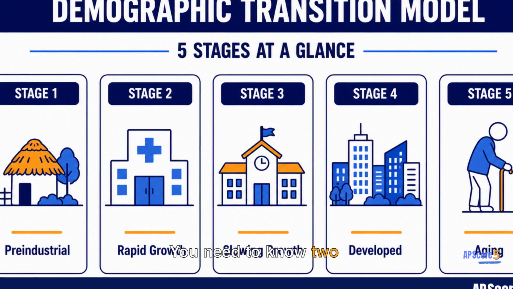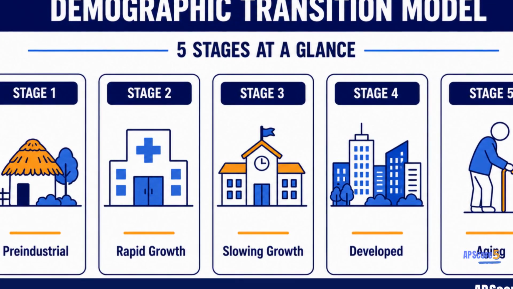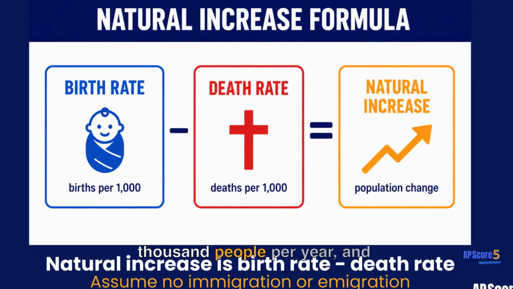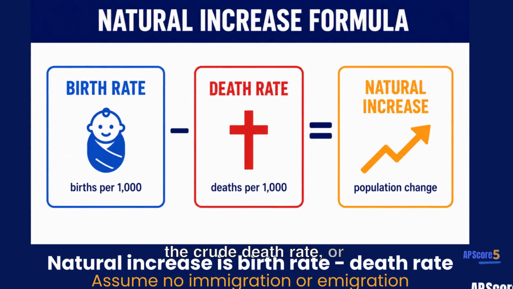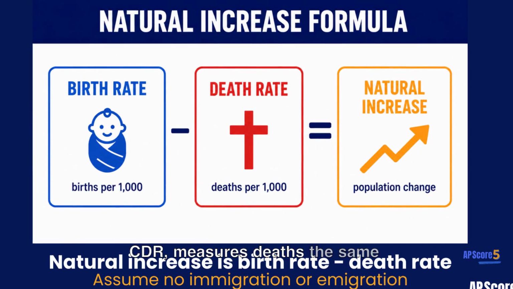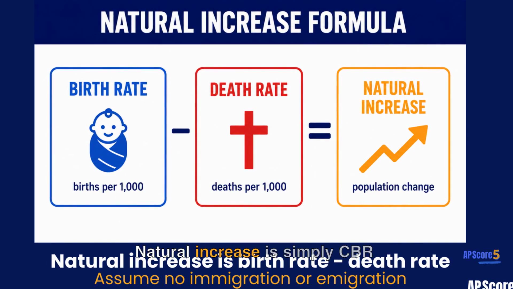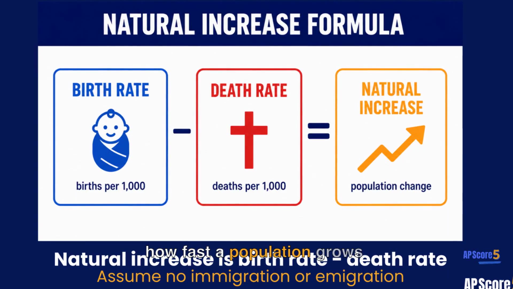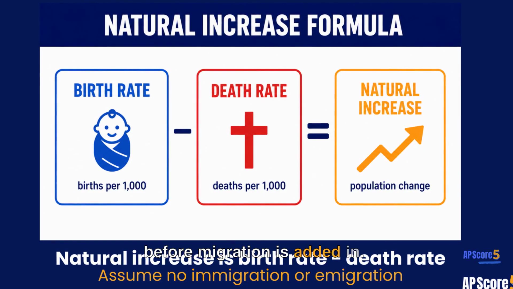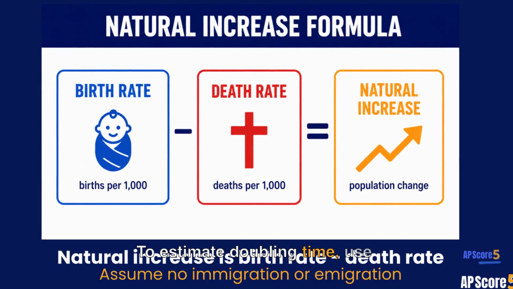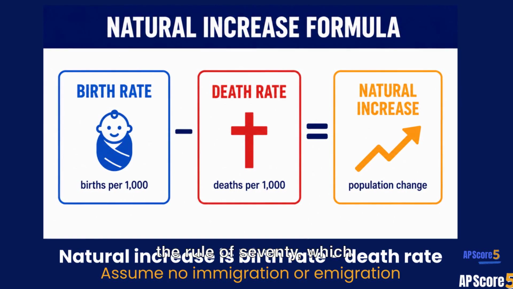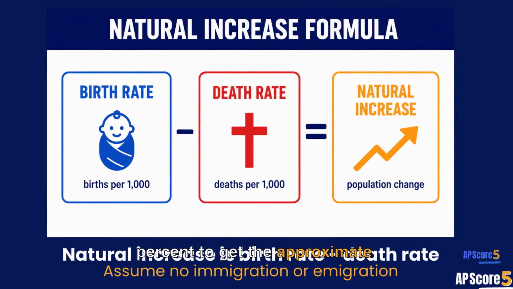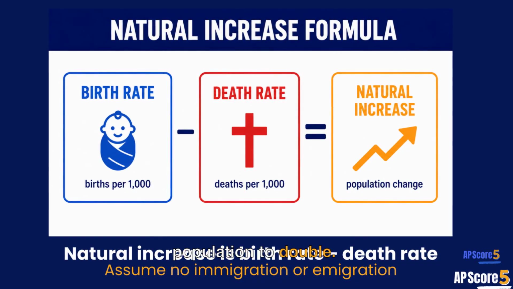You need to know 2 terms cold for the exam. The crude birth rate, or CBR, measures births per 1,000 people per year, and the crude death rate, or CDR, measures deaths the same way. Natural increase is simply CBR minus CDR, which tells you how fast a population grows before migration is added in. To estimate doubling time, use the rule of 70, which means dividing 70 by the annual growth rate as a percent to get the approximate years it takes for the population to double.